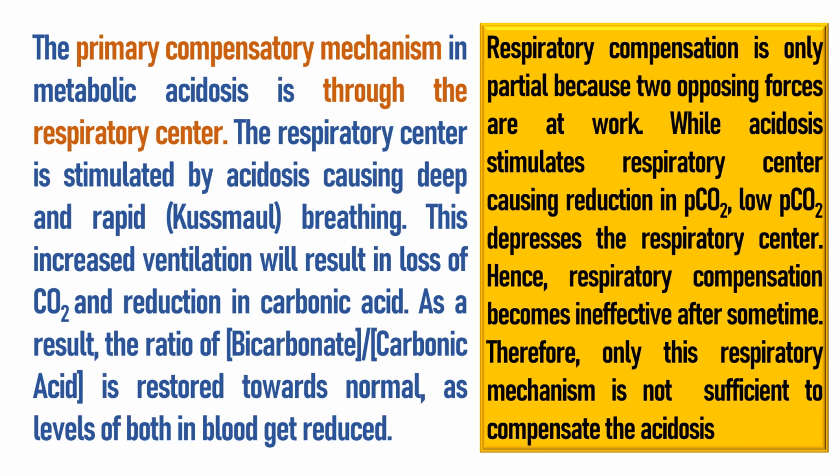Metabolic acidosis, when it occurs, has to be corrected through compensatory mechanisms. Reasons have already been discussed in the previous tutorial. The primary compensatory mechanism in metabolic acidosis is through the respiratory center. The respiratory center is stimulated by acidosis, causing deep and rapid breathing. This increased ventilation will result in loss of carbon dioxide and reduction in carbonic acid. As a result, the ratio of bicarbonate to carbonic acid is restored towards normal.